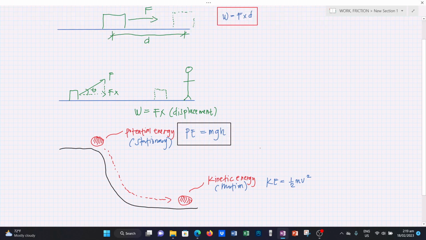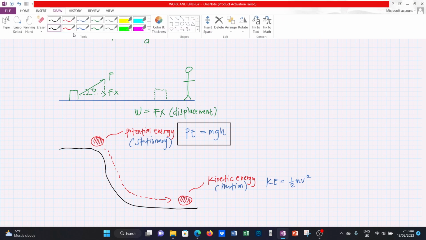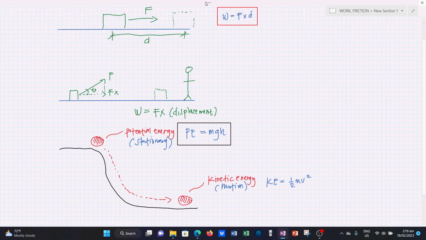Tatandaan nyo lang, class, na yung work is yung product ng force na in-exert natin tsaka ng distance, provided na dapat yung force is the same direction as yung displacement natin. Okay? Energy naman, yung two most common types of energy is ito, potential energy tsaka kinetic energy. Okay? So, yun.